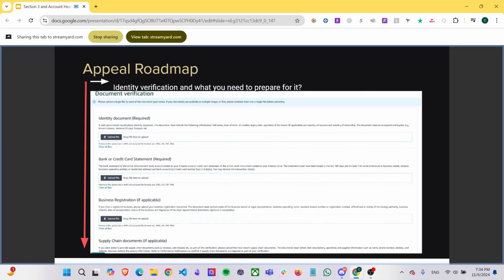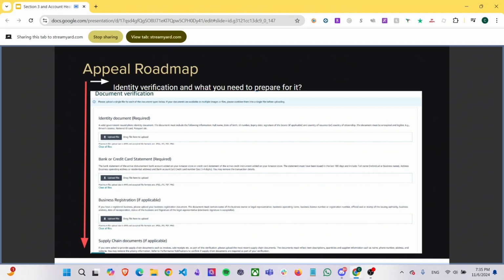So let's say you get a Section 3 account review and they ask you to do identity verification. Make sure you read everything on this page, understand what they're asking, and get as much as you can. Your ID, your driver's license, it can be a passport. Passport usually works better, a driver's license doesn't. You could have fake IDs as a driver's license, so passport is usually better. And the bank credit card statements, this has to be in the last 180 days. And then your business registration, this is only applicable if you have one. I know most people selling on Amazon don't really have a business yet. They're selling as an individual.